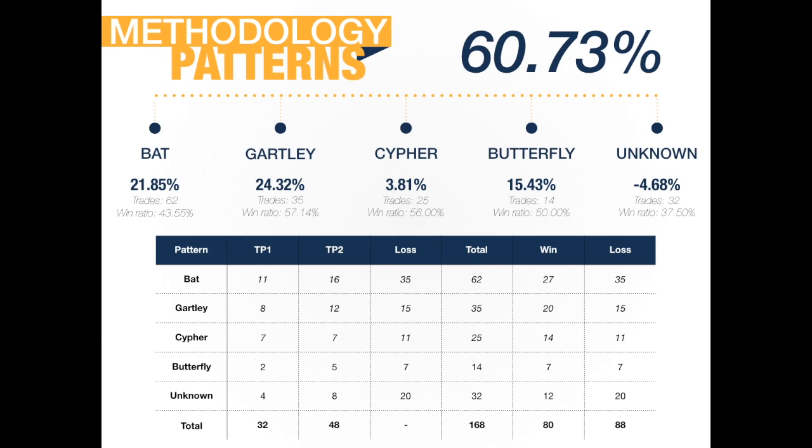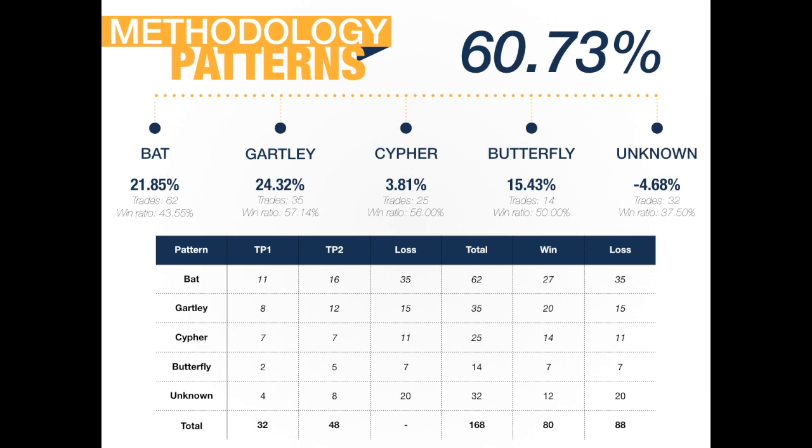On the other hand, in terms of pattern setup, we break it down into bat pattern, Gartley pattern, cipher pattern, and butterfly pattern, and once again we have a small component of unknown because of the May and June period. At a quick glance, you can see that the bat and Gartley patterns produced over 20% return, with cipher just shy of 3 to 4%, and butterfly producing a 15% return.